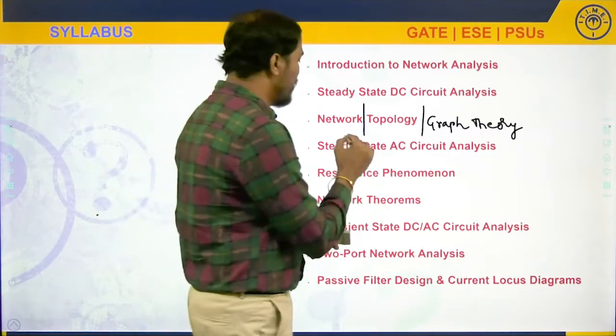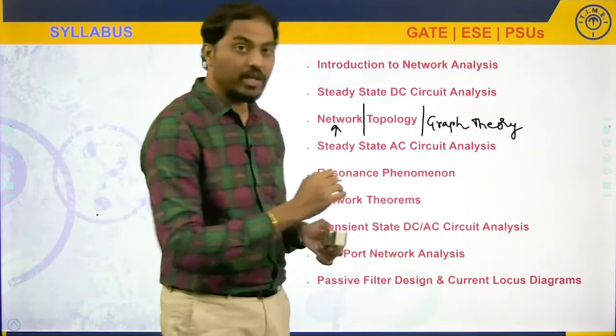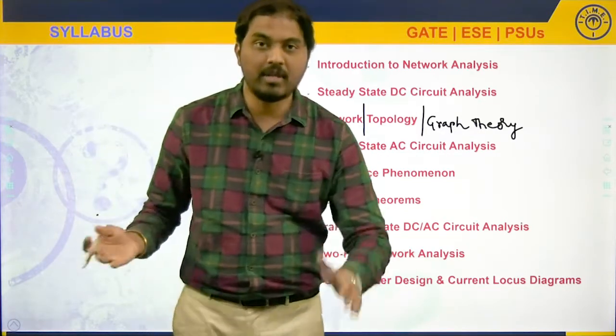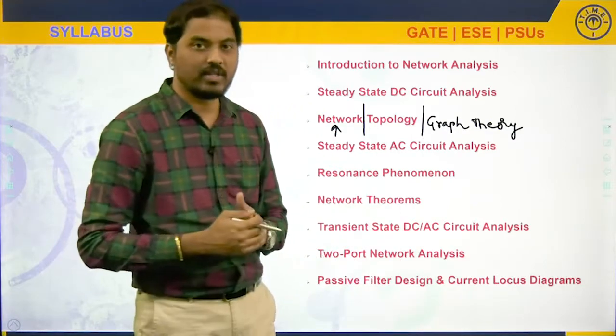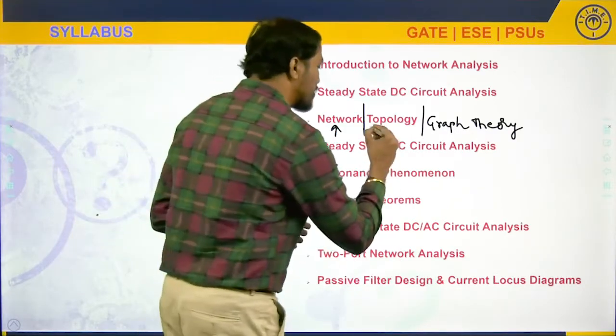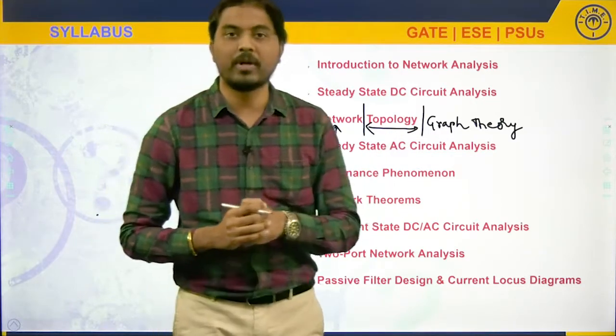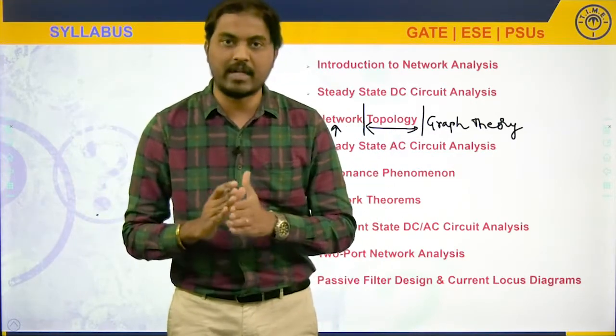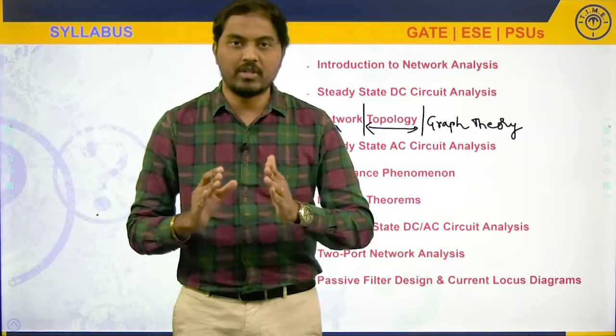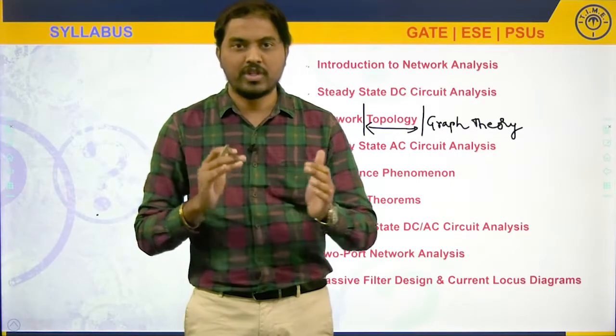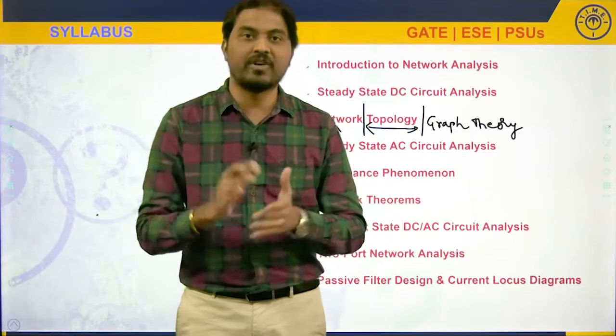Now, what do you mean by network? Just now I told you, an interconnection of several varieties of elements, I mean varieties of circuits together, I call it a network. Here comes topology. What do you mean by the word topology? Topology is a branch of mathematics which deals with the geometry of the network, or the shape of the network, or the geography of the network.